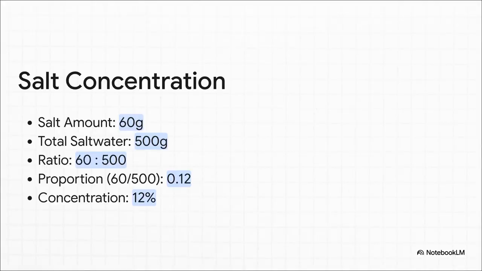And this works for absolutely everything. How salty is this water? Well, we have 60 grams of salt in 500 grams of salt water. The ratio is 60 to 500. Divide 60 by 500, you get the proportion 0.12. Multiply by 100, and now we know the salt concentration is exactly 12%. It's the same simple, powerful process every time.